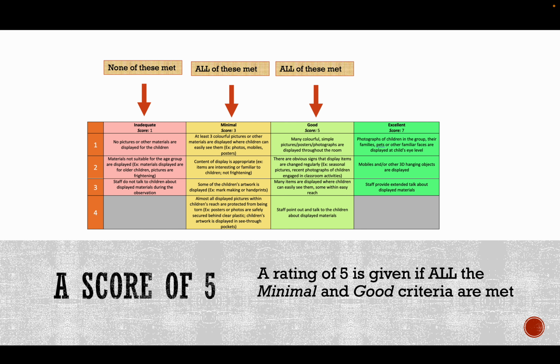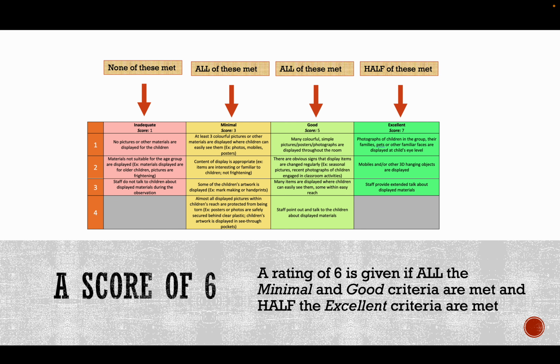To achieve a 5, you would need all of those in the good column. All 4 of those criteria you would have needed to have met, obviously plus the minimal, and none of the inadequate. Let's look at a score of 6. So a score of 6 would be building on what you already have, so none of the inadequate, all of the minimal, all of the good, and here in excellent there's 3 criteria. So you would need to meet half of those, and as it is an odd number, half of those in this case would be 2.